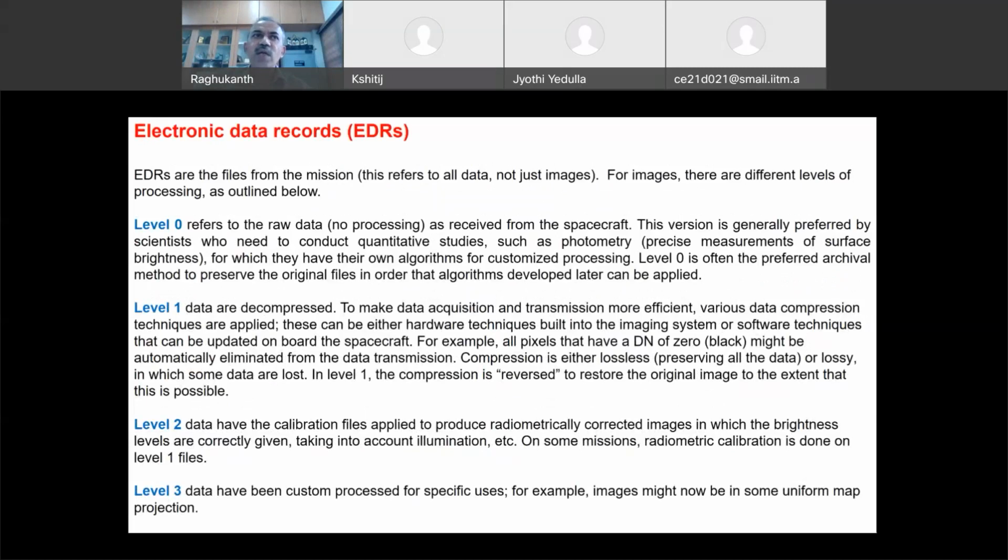Like you see, the original files are level 0. When you download the data set, even on NASA and other websites, they will give these kinds of data sets. Level 0 means the raw data, the original images. Level 1 means they are decompressed. Level 2 means they have done all the calibrations, and level 3 means they have processed the data itself. Sometimes I think 4 levels are also there. So with unprocessed data, they try to do many cosmetic and other corrections to get meaningful information from these images.